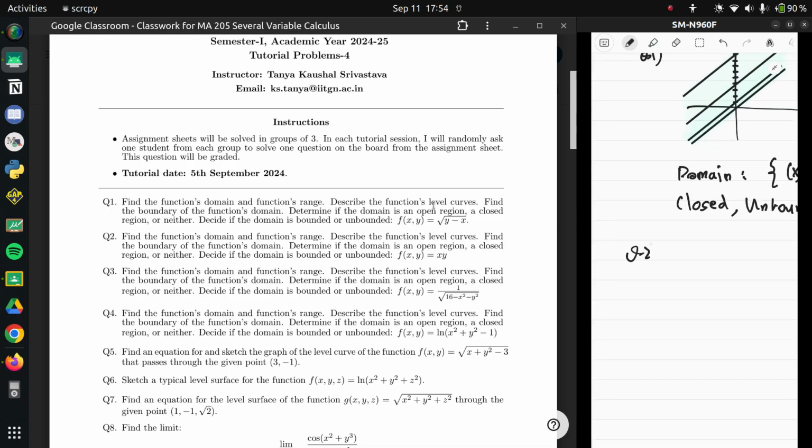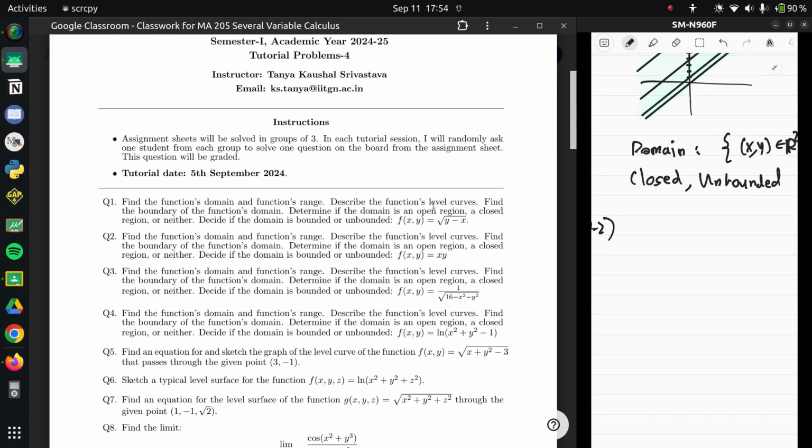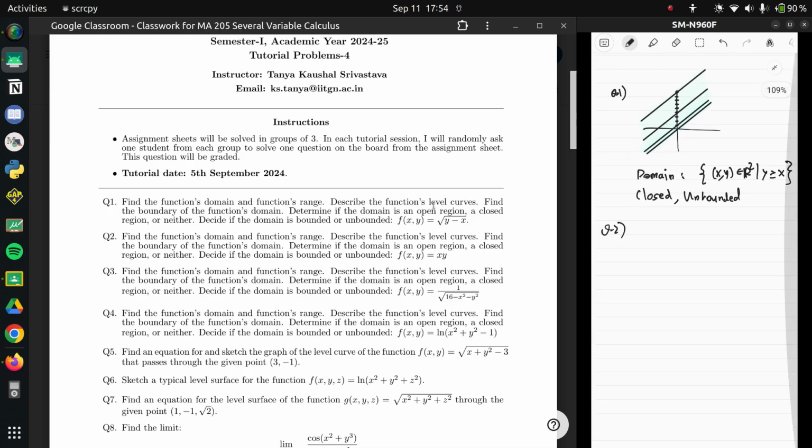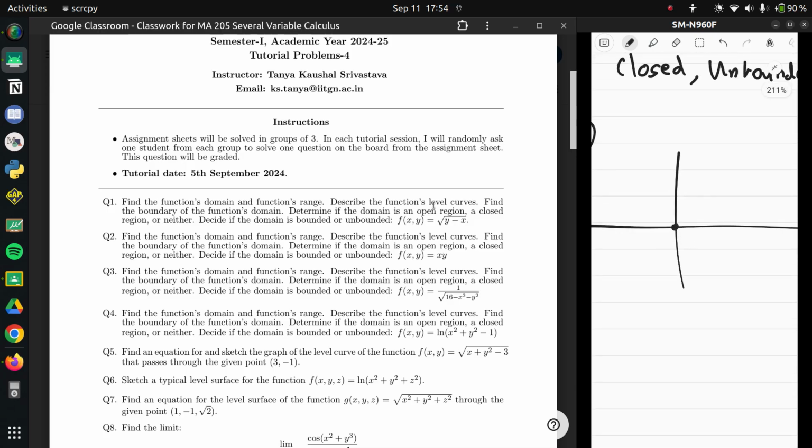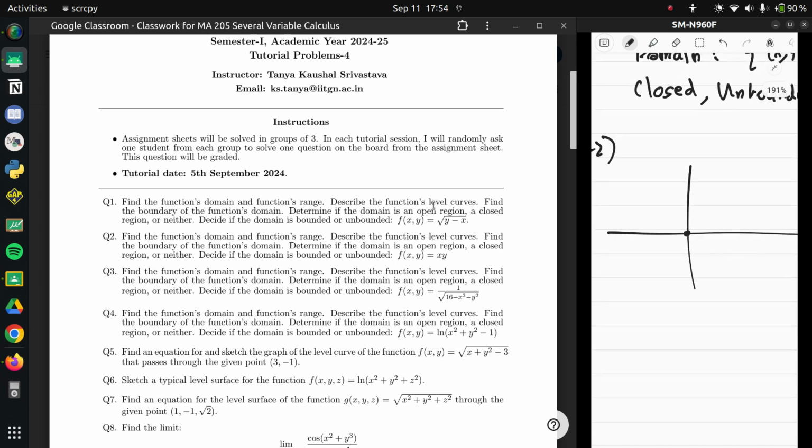Question two. Question two is once again the same stuff: the level curves, find the boundary of the domain. Okay. Right. So you just have f(x, y) equal to xy. So this is defined everywhere. So the domain is obviously all of R2. The function's level curves are hyperbolas. So xy equal to, so this will be the first thing, like z equal to 0.